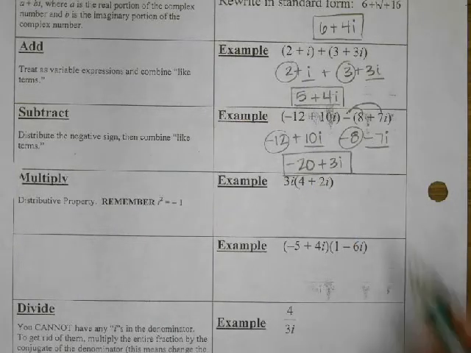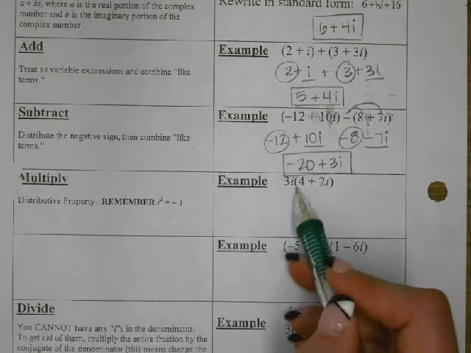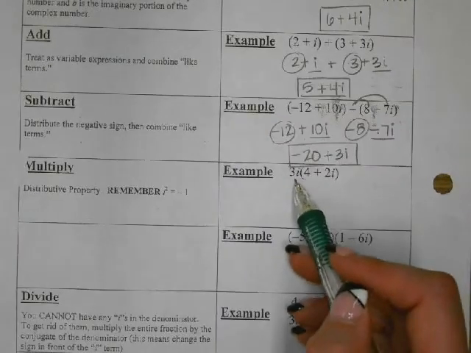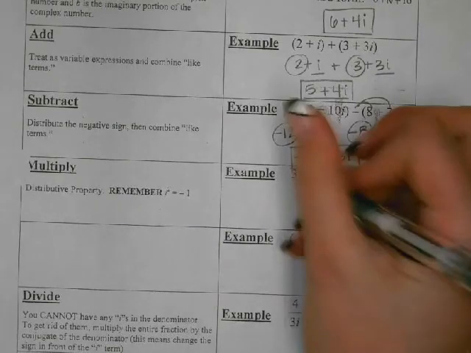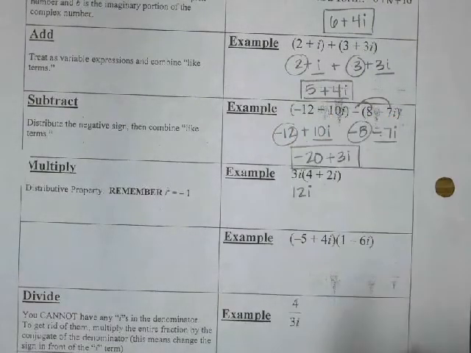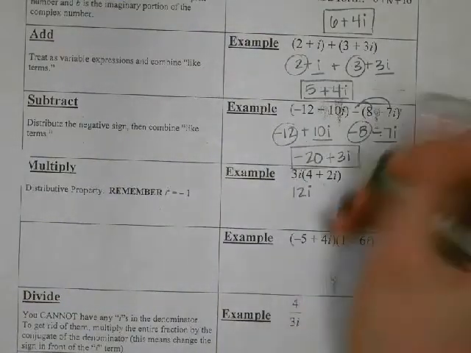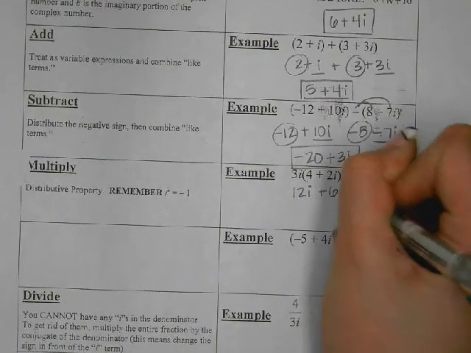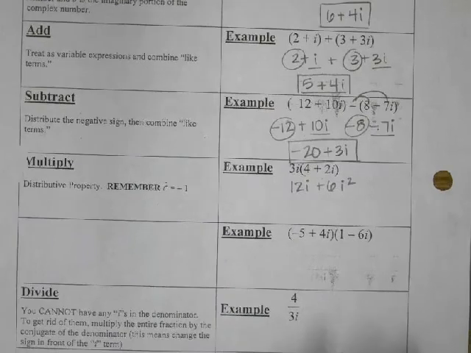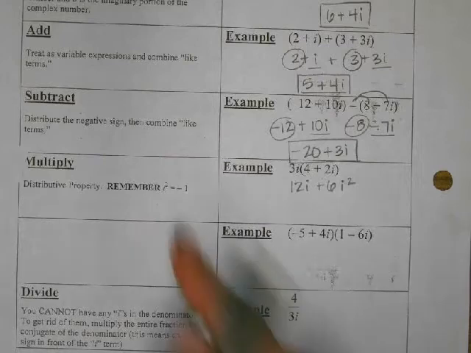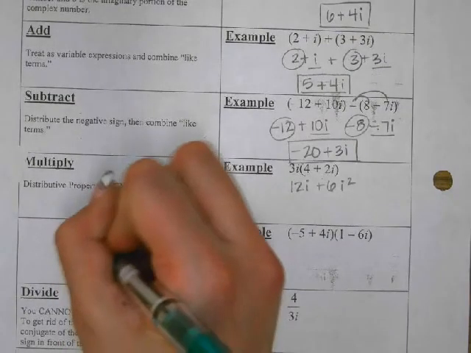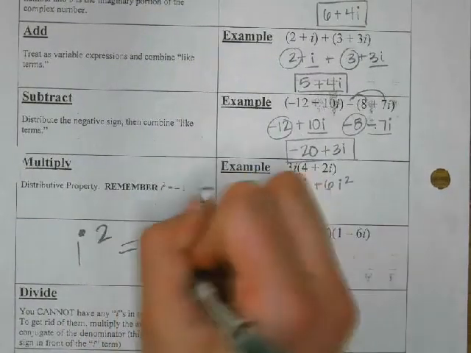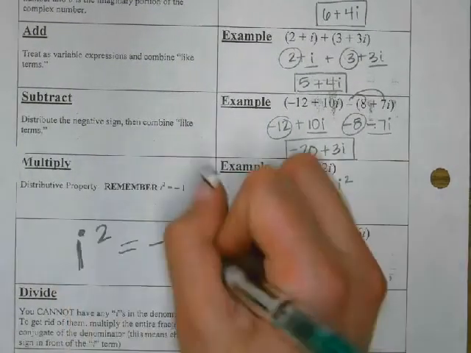All right, next we're going to do multiplication. So just like you would expect, if you have a number in the front, it should be distributed. So 3i times 4 gives you 12i. 3i times 2i gives you 6i squared. And this is where we have to remember that an i squared actually represents a negative 1. So we're always keeping that in our heads. i squared equals negative 1. It's important to remember.